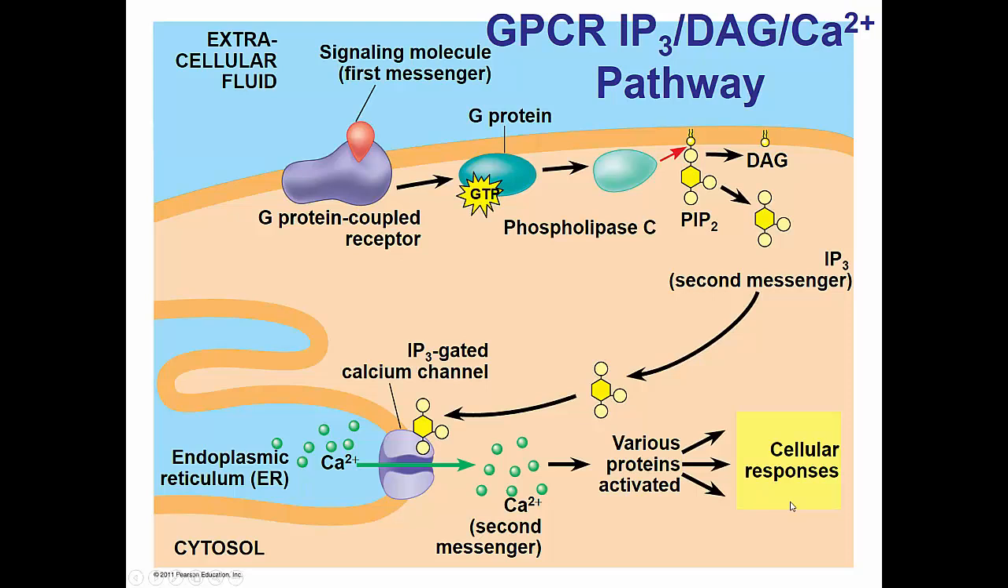So just to review this pathway, we have two major sources of amplification. Here we have the enzyme phospholipase C that was activated by our G protein. It produces the second messengers DAG and IP3. And then we actually have another second messenger that's another major source of amplification, and that is release of calcium from the ER through the IP3 gated calcium channel.